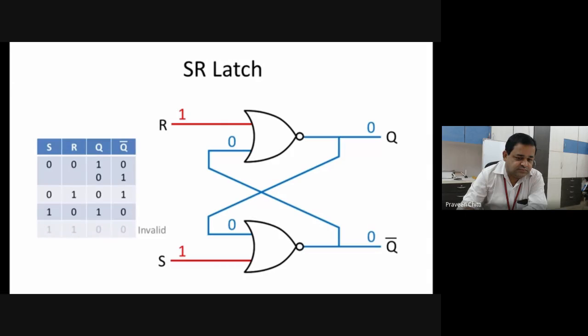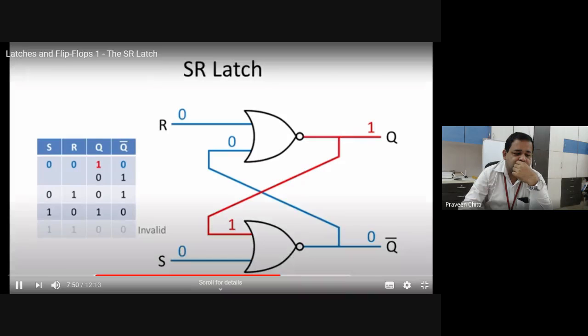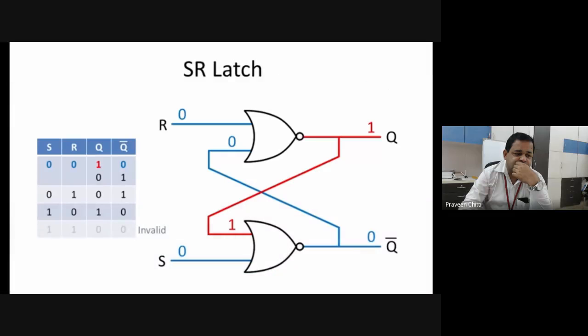It's illegal. It's invalid. Most of the time, inputs S and R should both be at 0, and only momentarily will one or the other input become 1. And at any time while it's operating, the SR latch should either be in a set state or a reset state, with Q and not Q the opposite of each other.